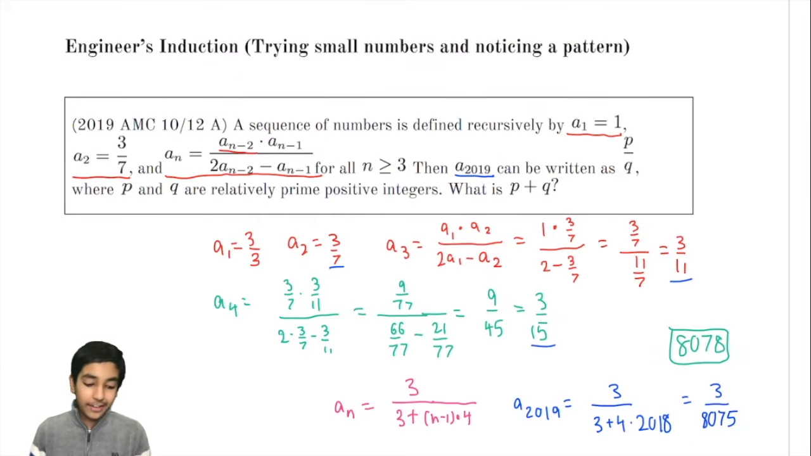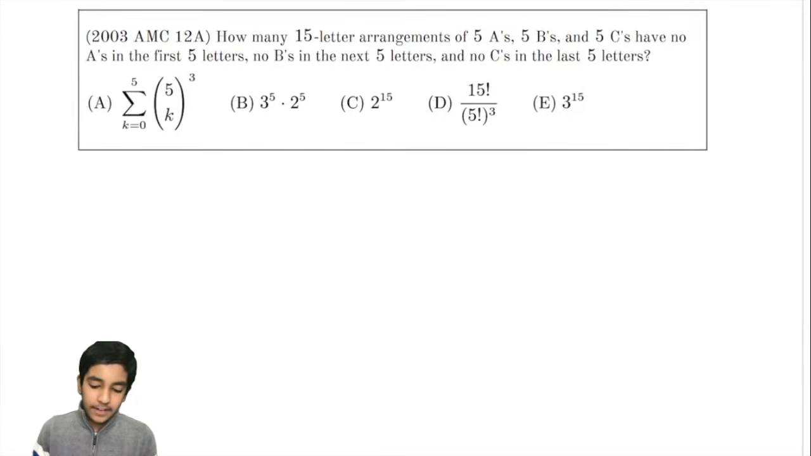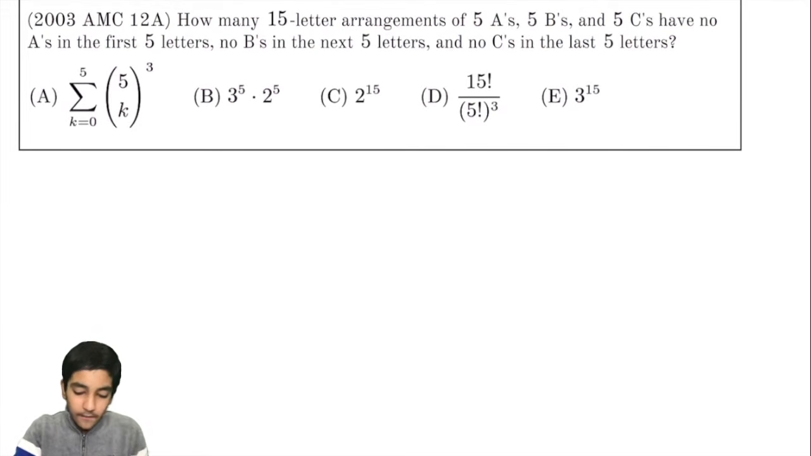So definitely a really good technique to have handy with you. Okay, now let's look at the next problem. How many 15-letter arrangements of 5 A's, 5 B's, and 5 C's have no A's in the first 5 letters, no B's in the next 5 letters, no C's in the last 5 letters?